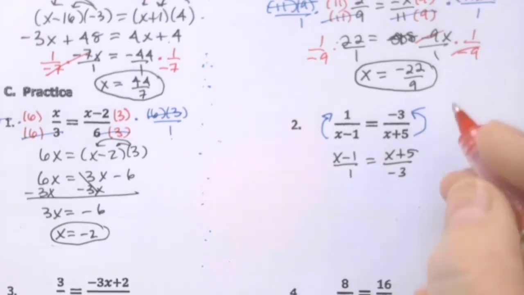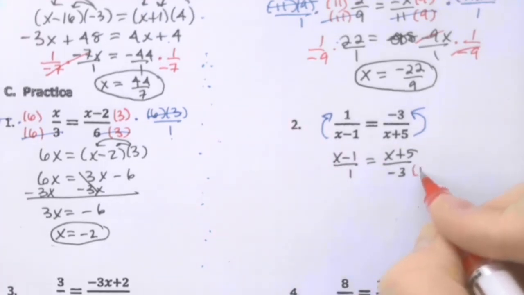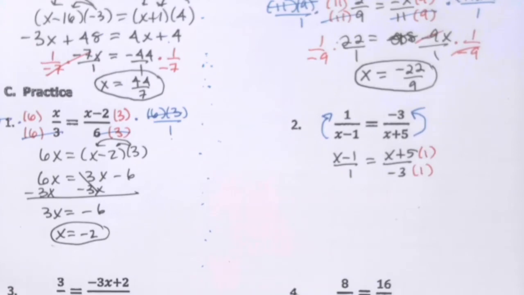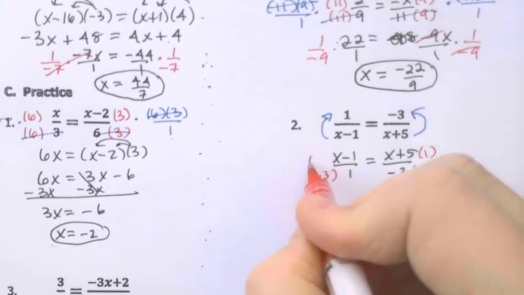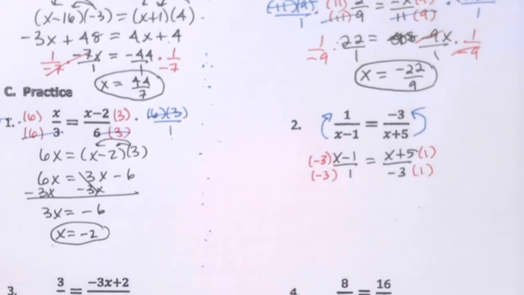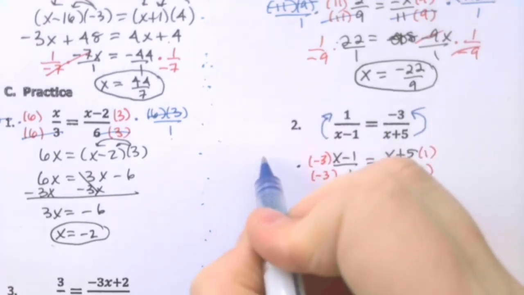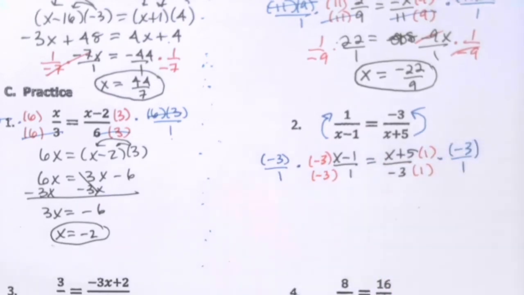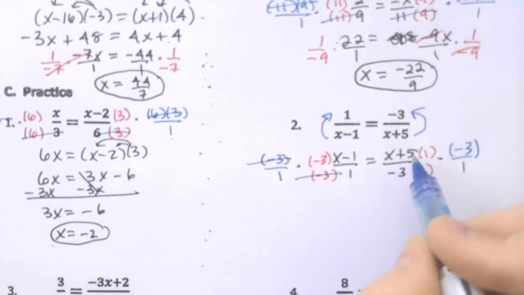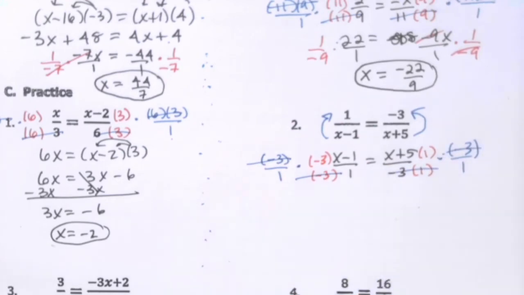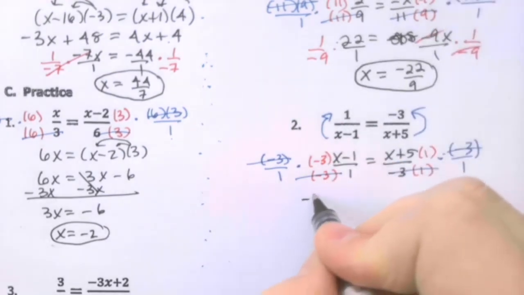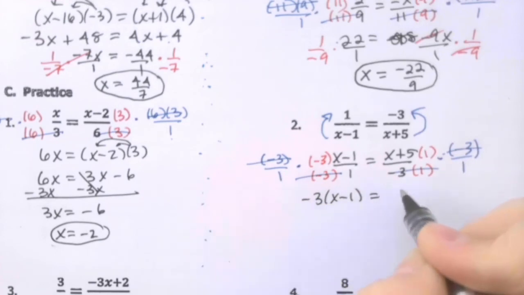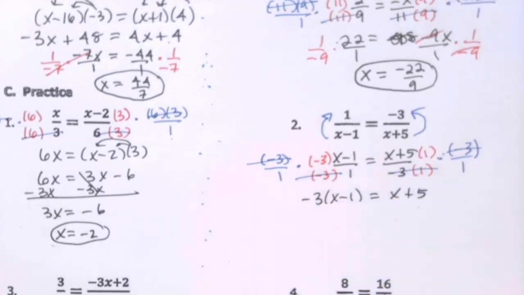So this is a 1. So it's like you're multiplying the right side by 1 over 1. The left side we're going to multiply by negative 3 over negative 3. Now that they have a common denominator, we're going to eliminate it by multiplying by negative 3 over 1 on both sides. That will cancel out the bottoms. And you have negative 3 times x minus 1 equals x plus 5.